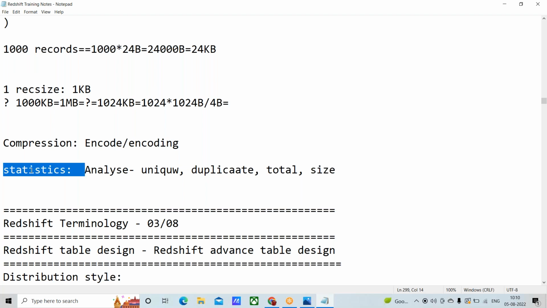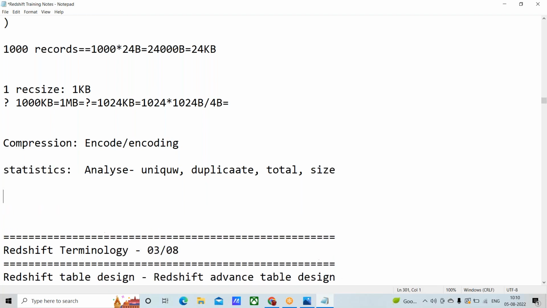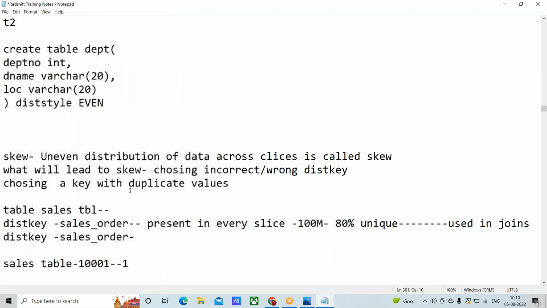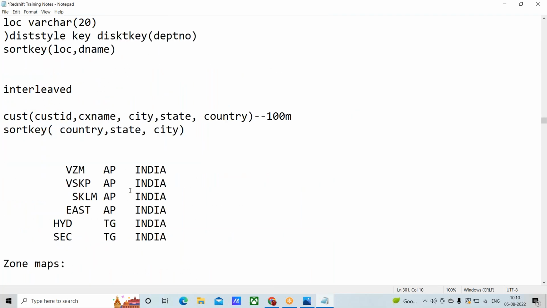So based on the available statistics, now the concept will be statistics. Statistics, in Redshift terminology, is called analyze. Actually, I think there should be a separate concept on this.